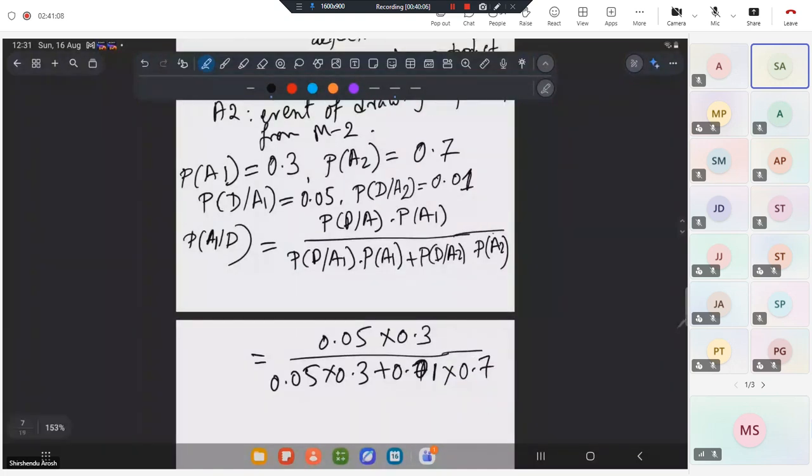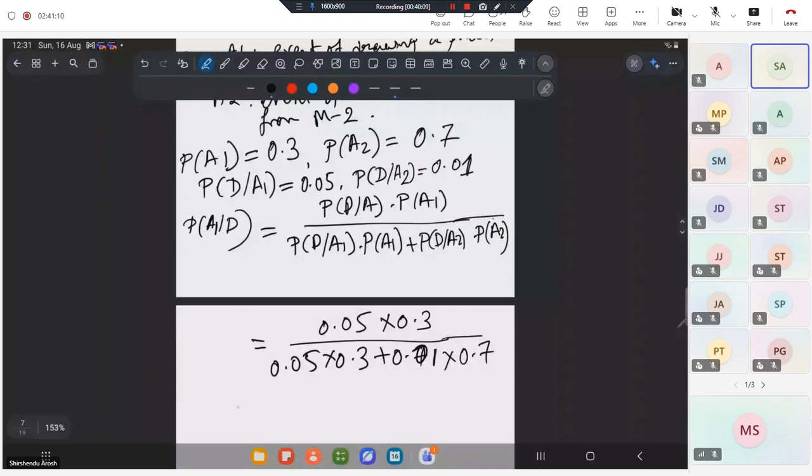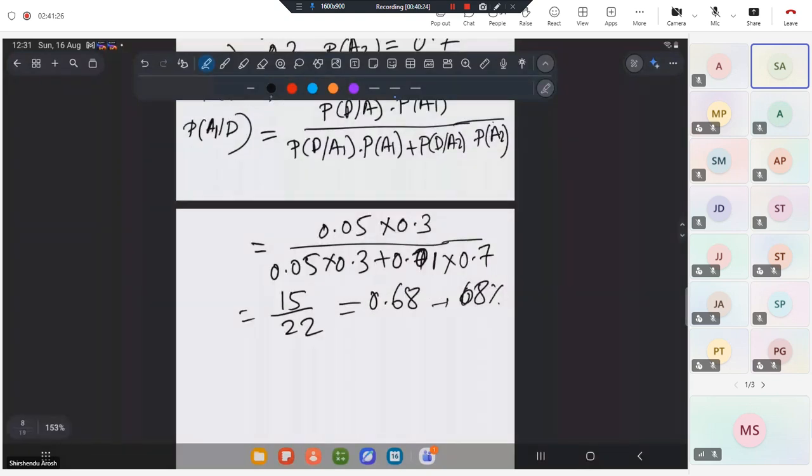So eventually 15 by 22, which is about 68%. That means there is a 68% chance that, given it is a defective item, it is coming from machine 1. Of course, the other number would be about 32% for machine 2. Similarly, another problem. So eventually we are going to the tough one.